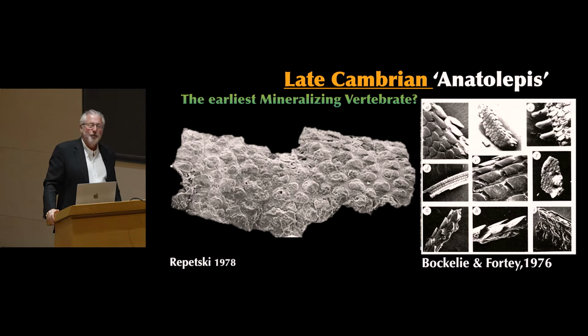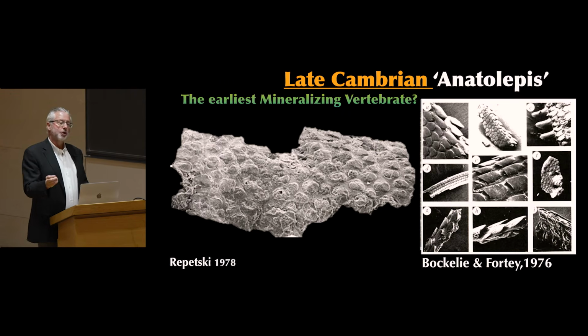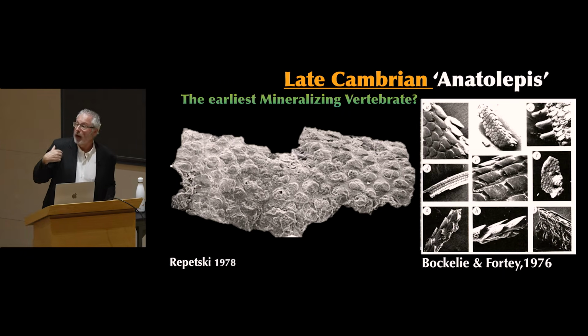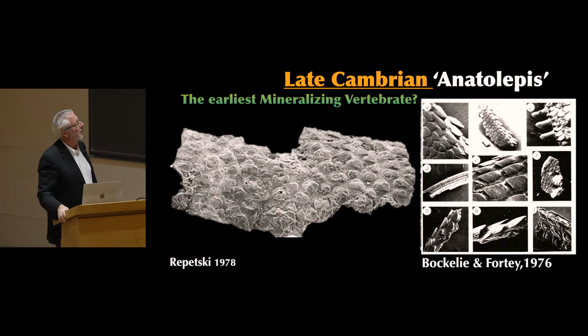Here's the puzzle. There was an early vertebrate known for a long time, and this is one of the early publications on it. It's from the late Cambrian period. It's very ancient, called Anatolepis. And it was considered by some, not all, by some, to be the earliest creature with mineralized tissue like our own. And it was really enigmatic, but very important because it was the earliest and potentially giving us a real window here. Now, let's break this down.